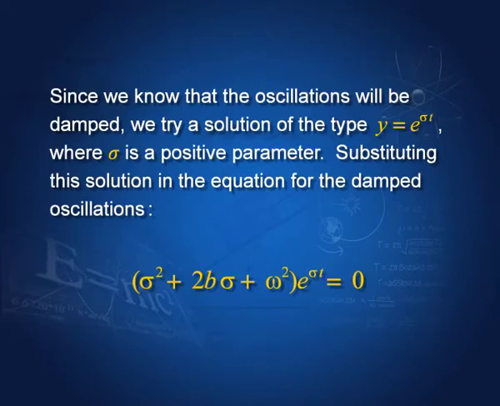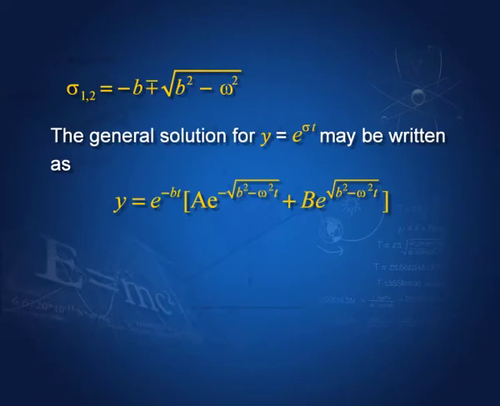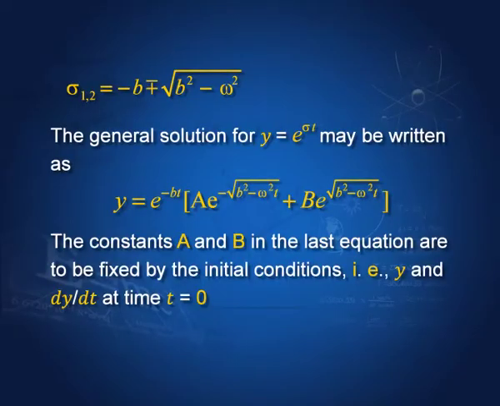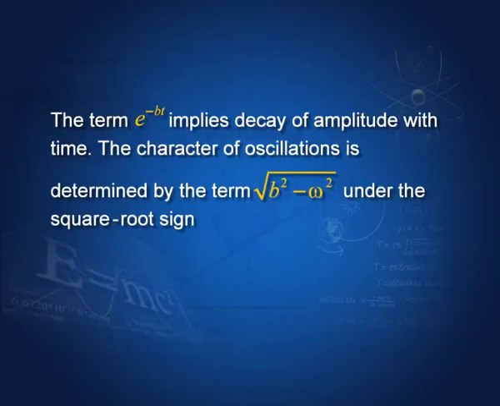It will have two solutions, two values of sigma, and these two values are given by the quadratic formula: minus b plus or minus the square root of b squared minus omega squared. The general solution therefore will be y equal to e to the power minus bt, which is common, times A e to the power of the square root of b squared minus omega squared times t, taking the plus sign, plus B e to the power of minus the square root of b squared minus omega squared times t. A and B are two constants which are determined from initial conditions, that is conditions at t equal to 0. We can determine these if we know the conditions of y and dy by dt at t equal to 0.